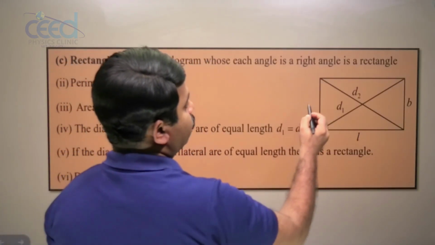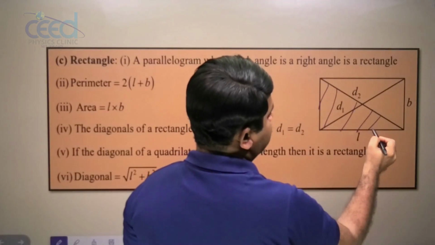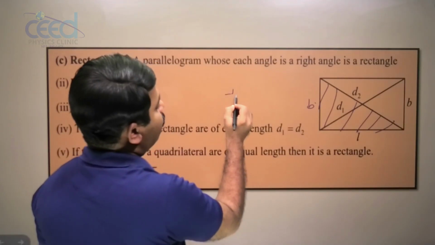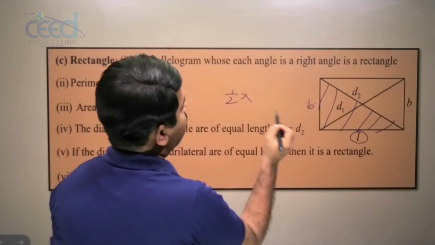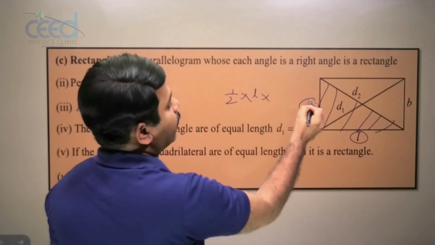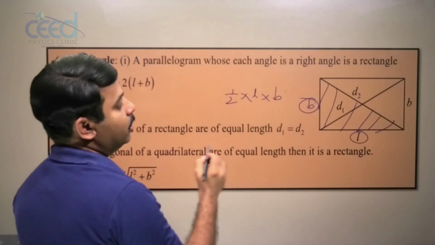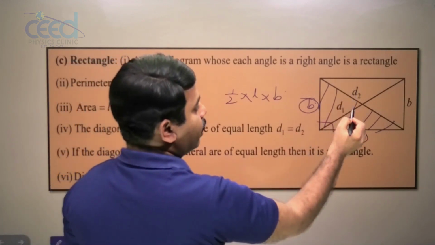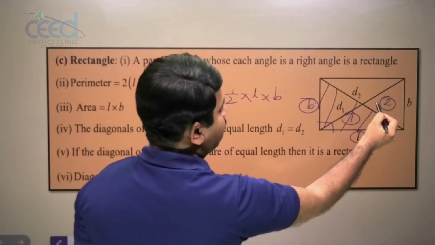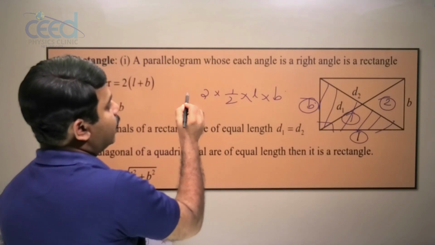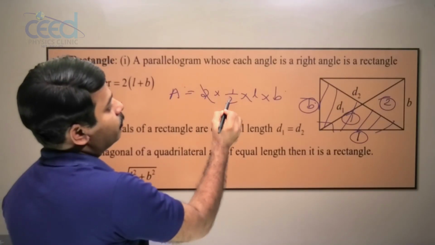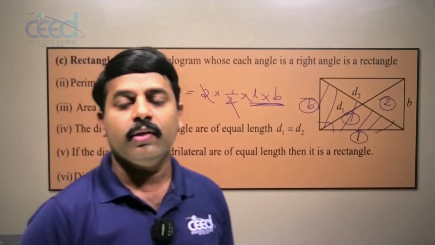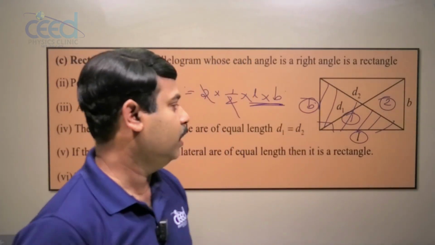Here also you have two triangles. This is one triangle. What is the triangle's area? Half into base L into height B. Since it is perpendicular, we can take this as the height. Similarly, this is the first triangle and this is the second triangle. So multiplying by 2 gives the total area. So for a rectangle, the area is length into breadth.